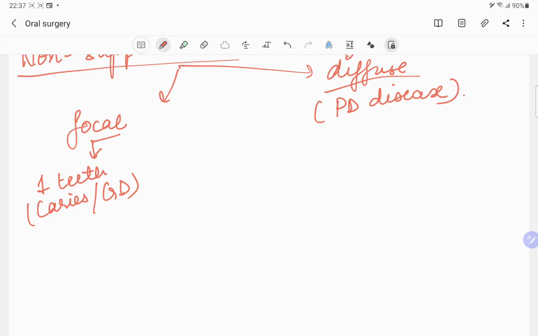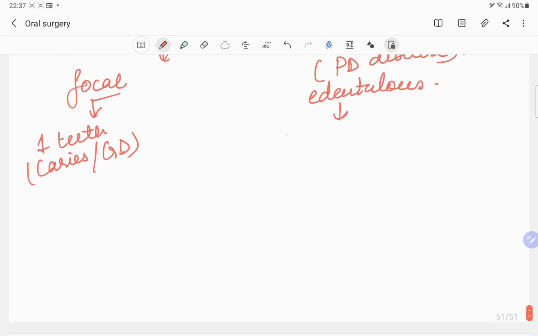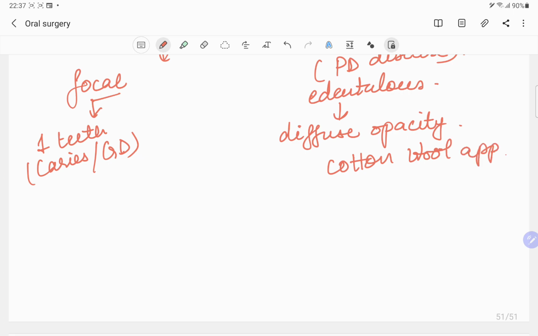So it is usually seen in older individuals, especially the edentulous denture wearer patient. Since this swelling is diffuse and because of the periodontal disease, we will see that there is diffused opacity of the bone, and the bone looks like the wool of a cotton. So cotton wool appearance. And it is very difficult to differentiate the normal bone and the sclerosing bone, since the normal bone is also radio opaque.